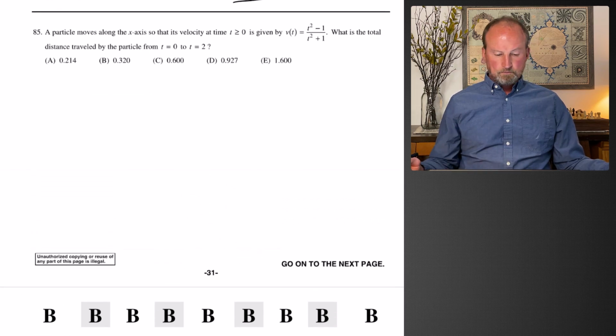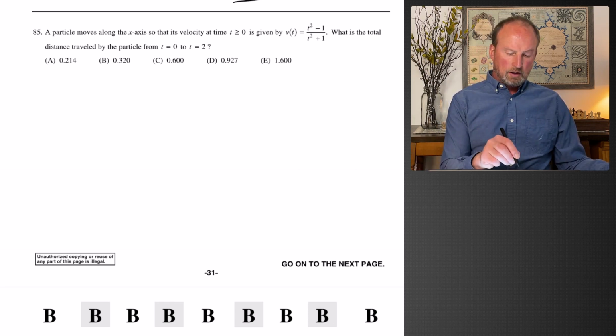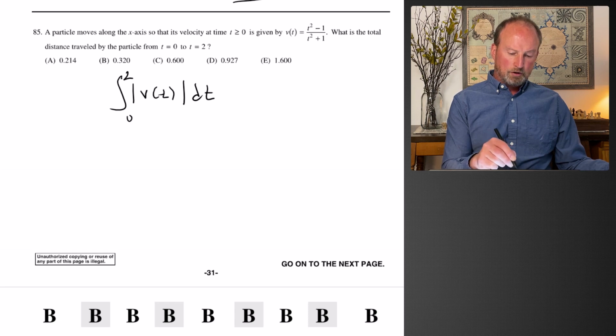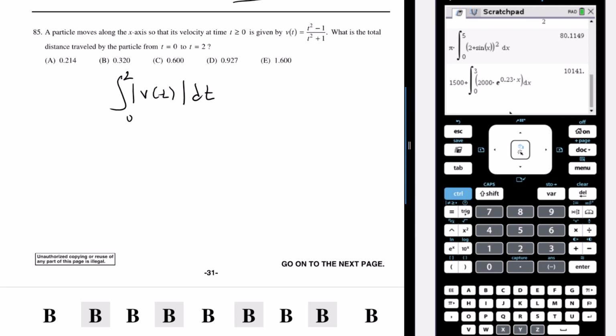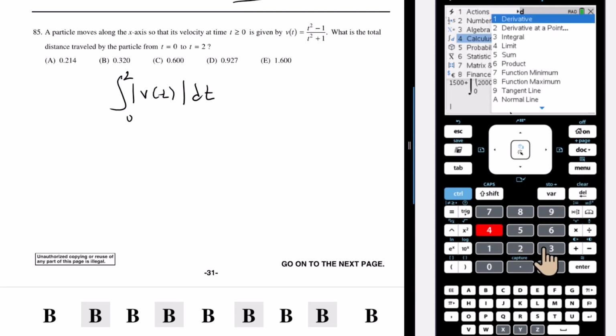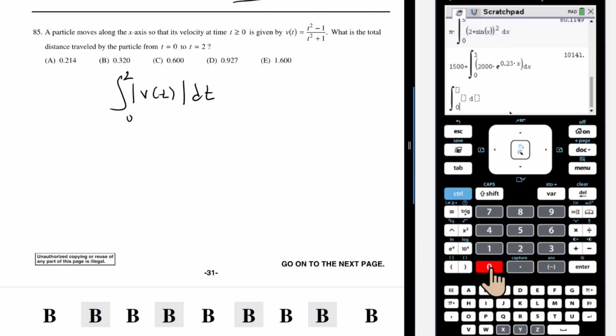Question 85. A particle moves along the x-axis. Its velocity is given by that equation. Total distance traveled: the integral of the absolute value of velocity is equal to distance traveled, from 0 to 2. Type that in just like it's written. I'm going to go menu, number 4, number 3, 0 to 2. Remember my template button, so I'm going to push this button here. Absolute value.